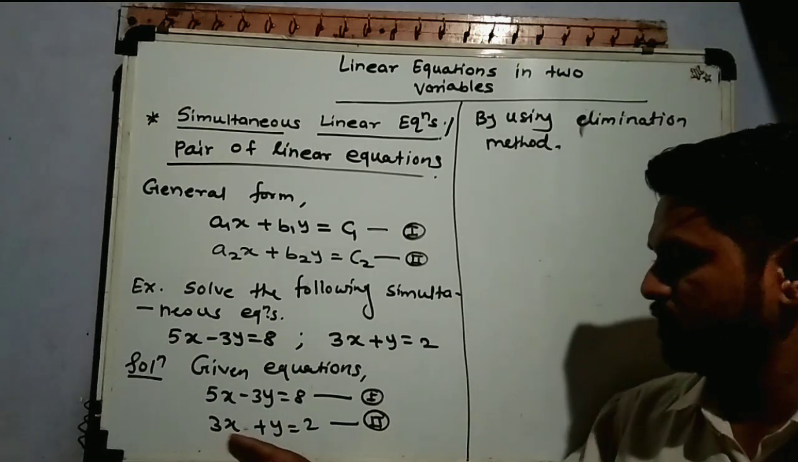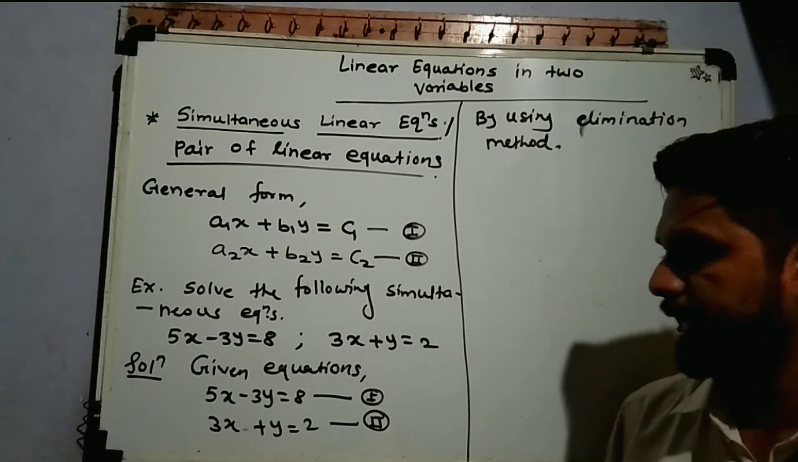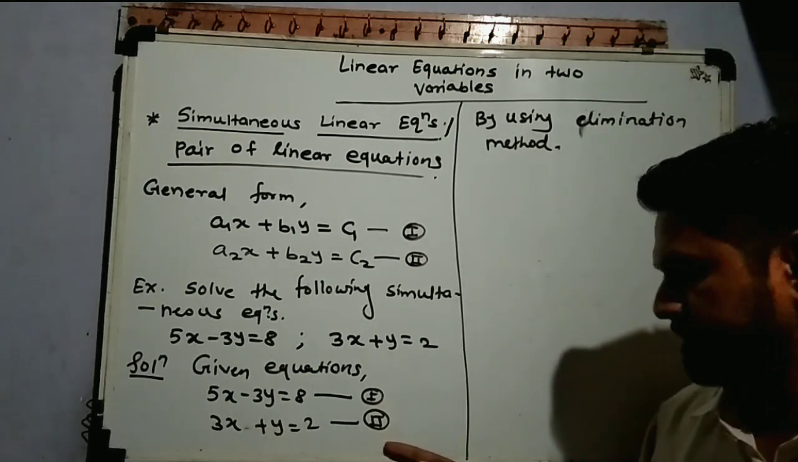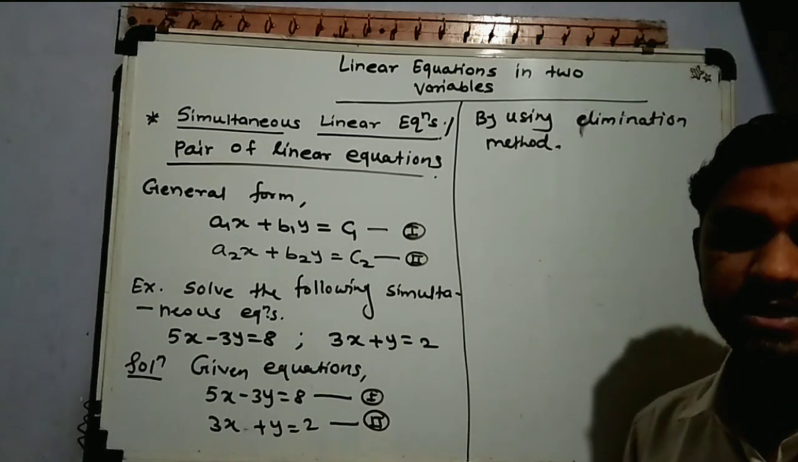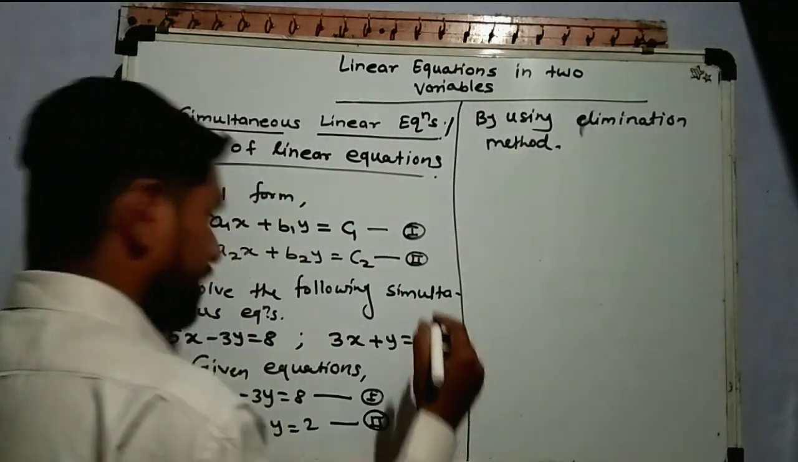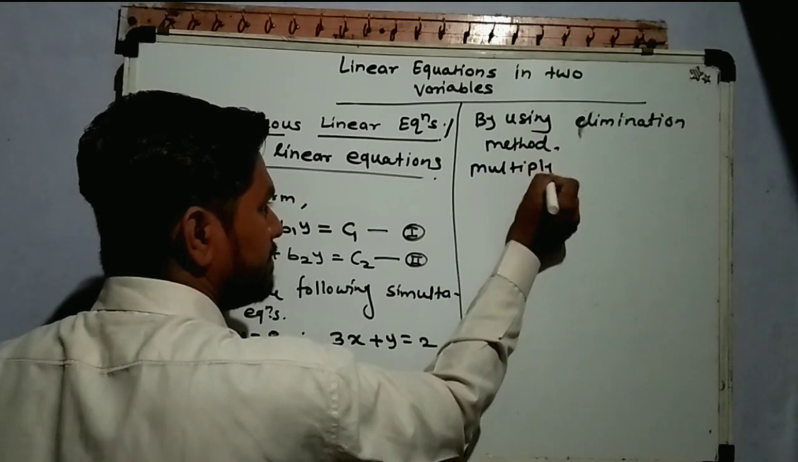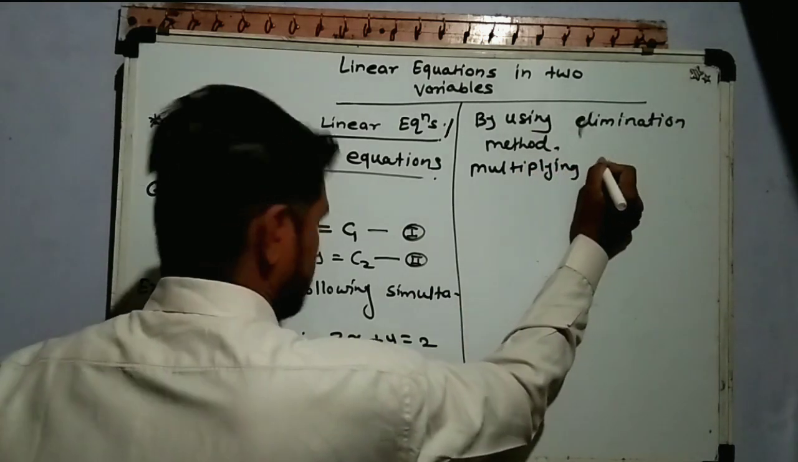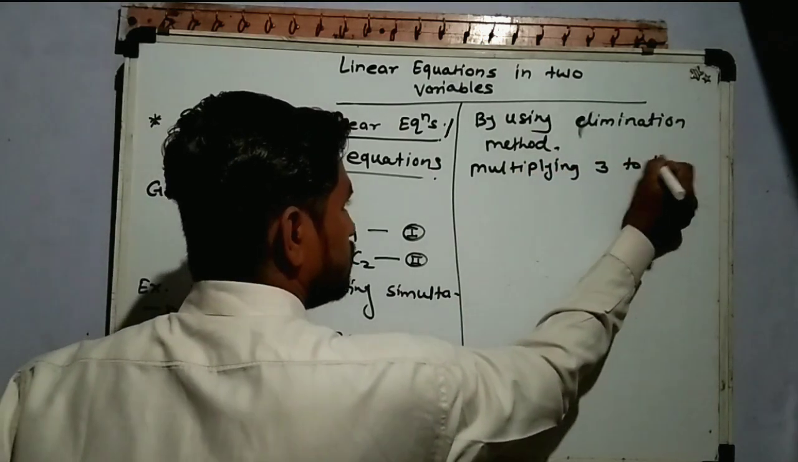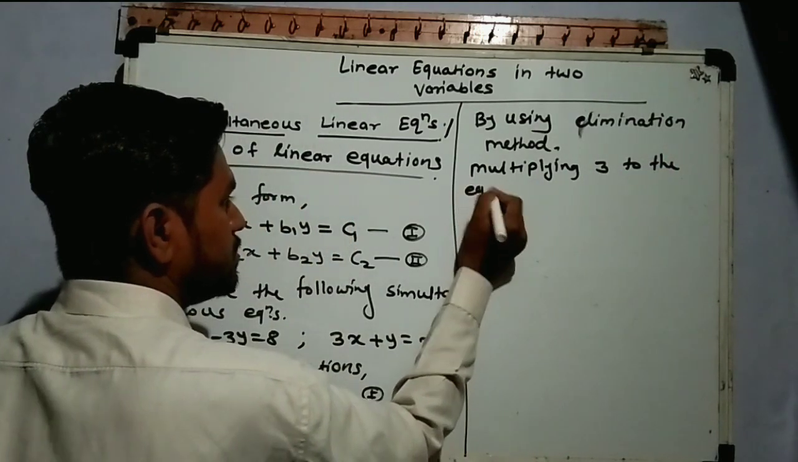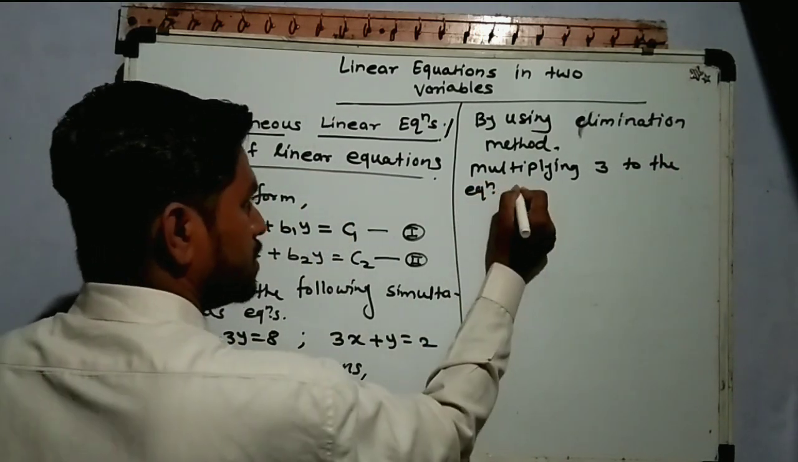-3. And what is the coefficient of this y? +1. Okay, if I multiply 3 to the second equation, then see what I get. So multiplying 3 to the second equation.